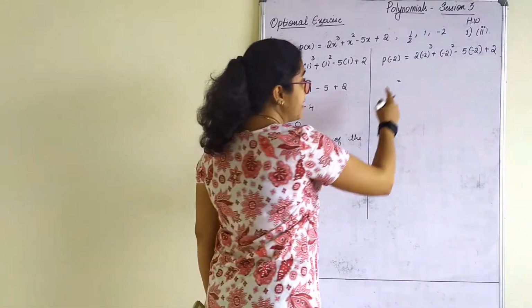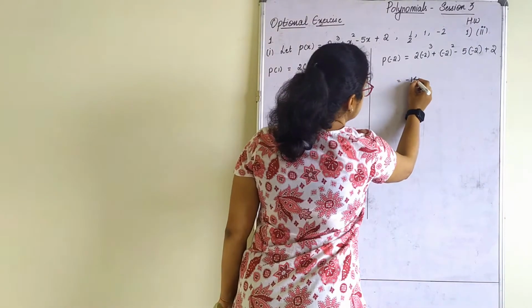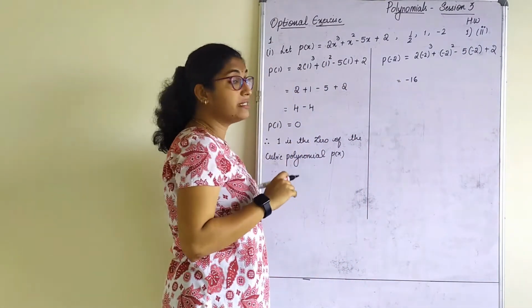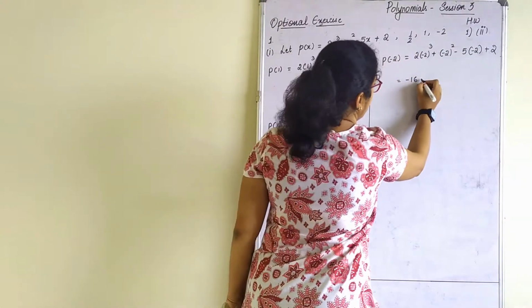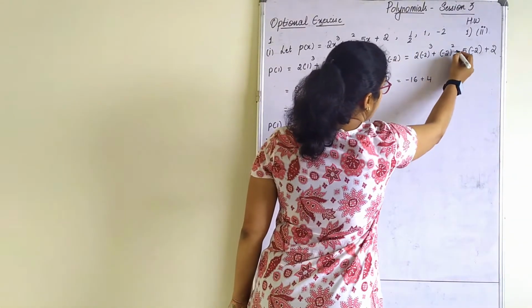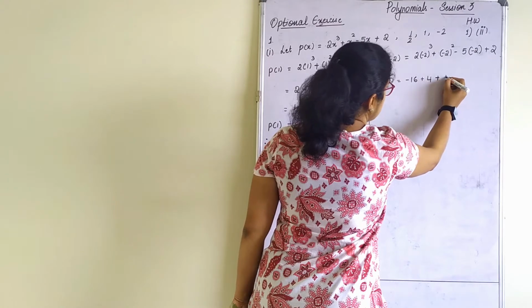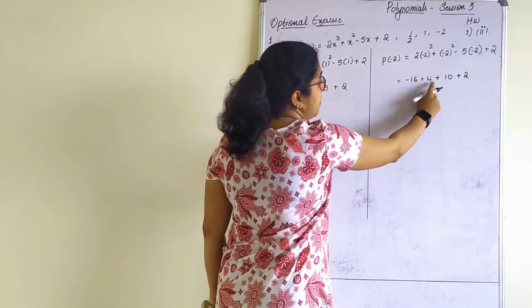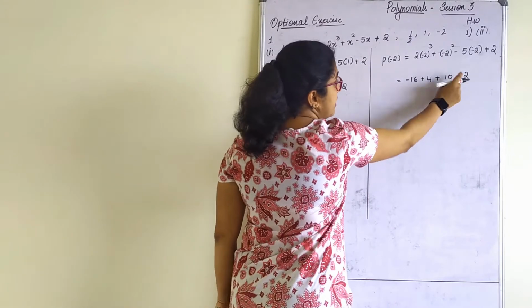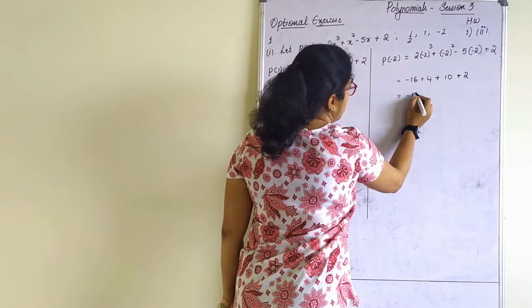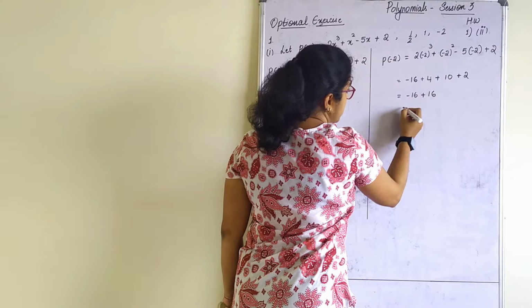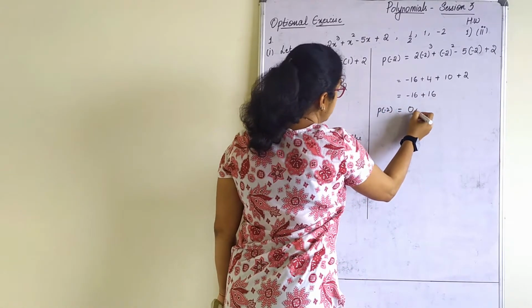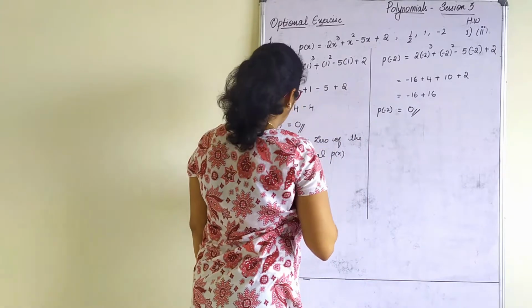2 cube is 8. 8 2s are 16. Minus 16. Negative number raised to even power, answer is positive. 2 square, answer is 4. Minus into minus plus 5 2s are 10 plus 2. 10 plus 4, 14. 14 plus 2, 16. Minus 16 plus 16. So, p of minus 2 is equal to 0. So, everywhere we have got 0.